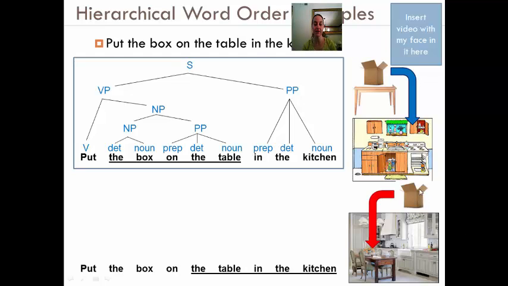Now we have that box, right? So we have put the box on the table in the kitchen. Same sentence, but different meaning. Okay? So we have the box, and we want to put it in the kitchen, but specifically on the table in the kitchen. Do you see how that is different to the first example? Okay? In the first example, the box is on the table, and then we wanted to put the box in the kitchen wherever. But here, it's different.